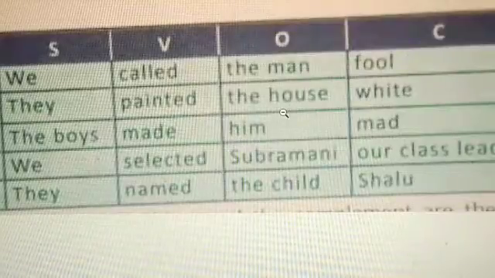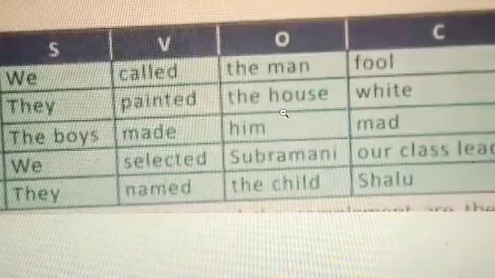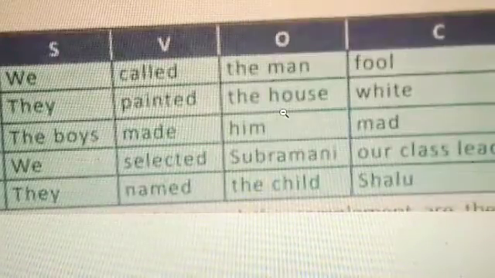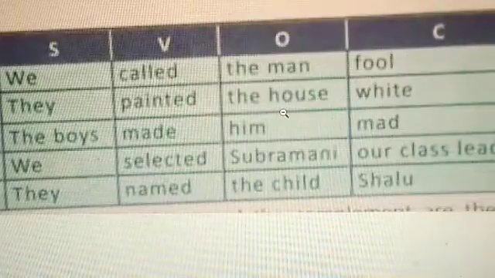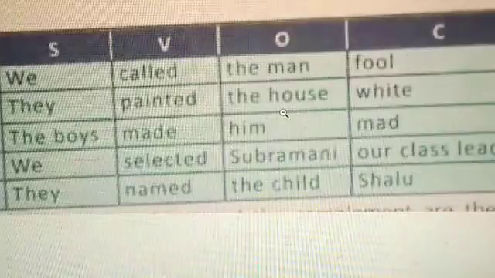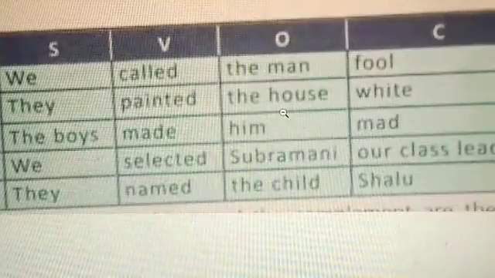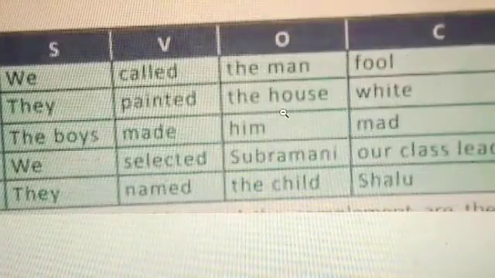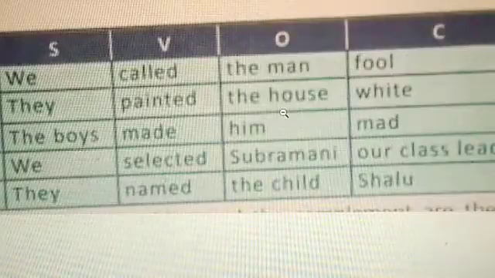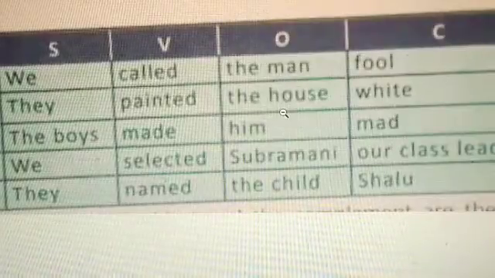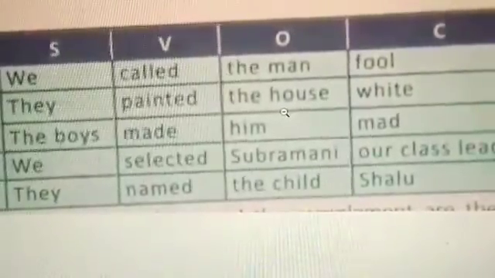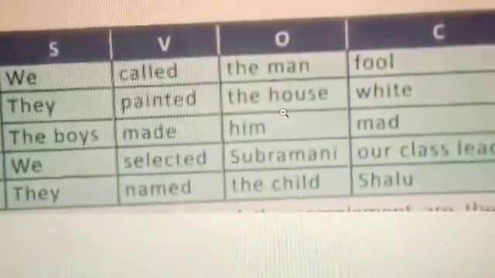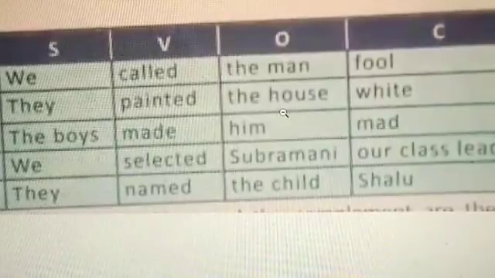Third one you see, the boys made him mad. So you can understand. Fourth one, we selected Subramani, our class leader. So Subramani object, our class leader is complement, helping to complete the sentence. And fifth one you see, they named the child Shalu. Shalu is the name of the child. So it is object, complement. So here we see both the object and the complement refer to the same person. So we say it as object complement. The complement completes the meaning of the object. So it is otherwise called object complement.